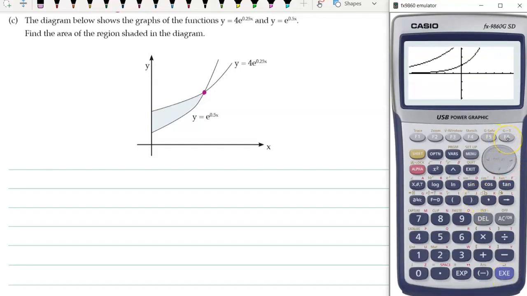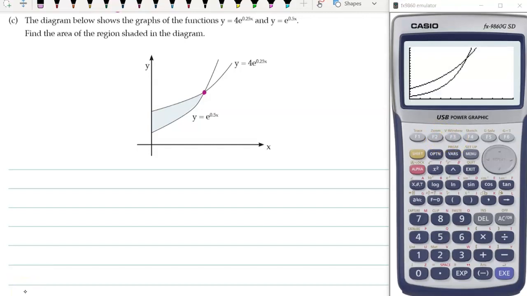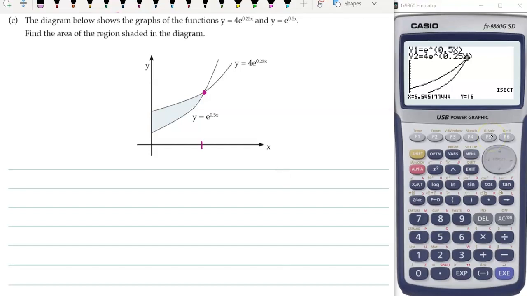Okay, and draw. And we're going to need to just shift the view window a little bit. So I've reset that. Now we can use gsolve and find the intersection point, and that tells us it happens when x is 5.545. So now we're going to integrate between 0 and 5.545 of the difference of those functions.